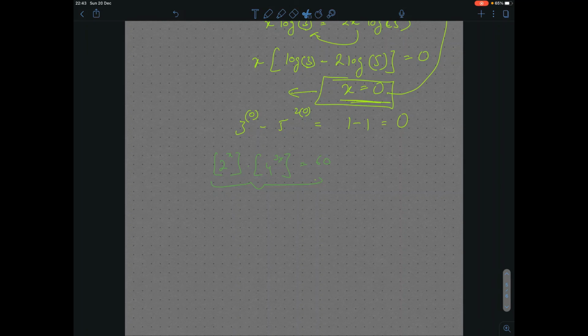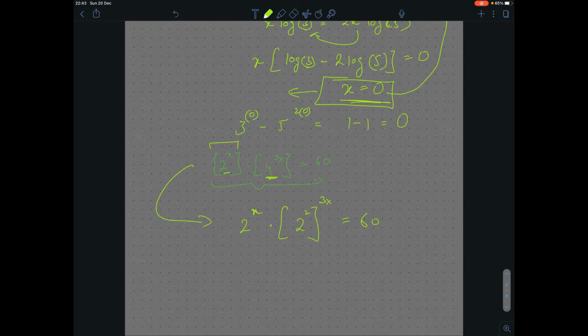In the second approach, what you can do is you can see a pattern in the bases. The base over here is 2, base over here is 2, and the base over here is 4. You can actually write the number 4 in terms of the number 2. So basically what we are going to do is this part will remain as it is, which is 2 to the power of x multiplied by 2 squared raised to the power of 3x is equal to 60.